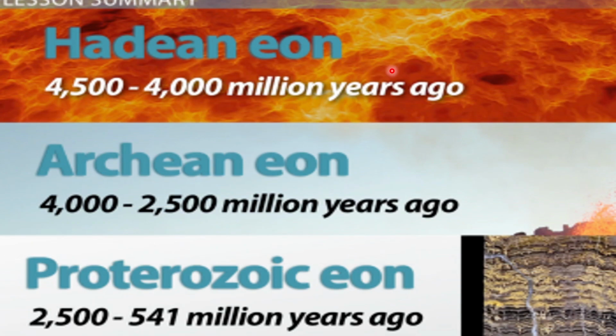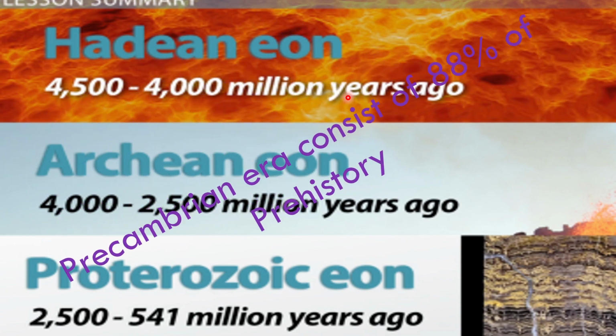Now the Precambrian era had three eons: the Hadean eon, the Archean eon, and the Proterozoic eon. Even though an eon is considered a larger time scale, the Precambrian era contained three eons. Now the fun fact is the Precambrian era consists of 88% of prehistory.